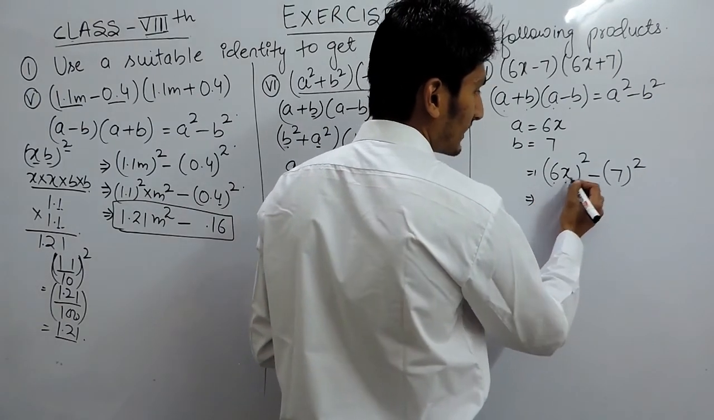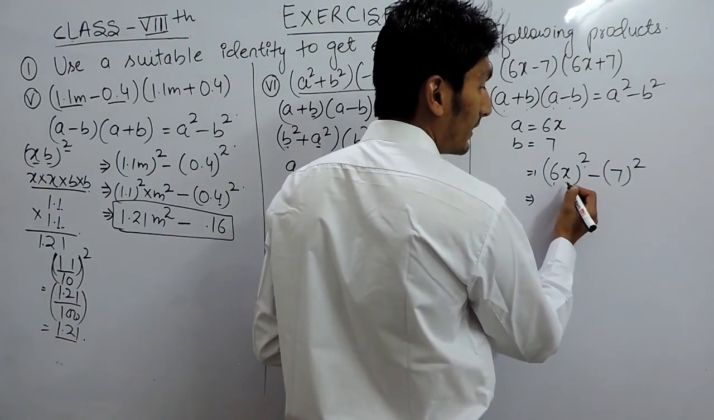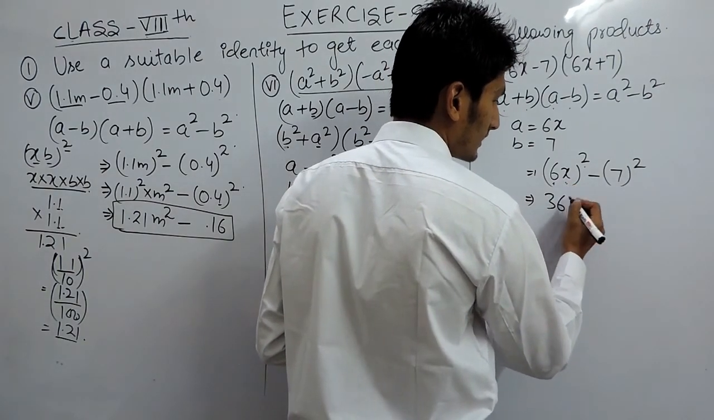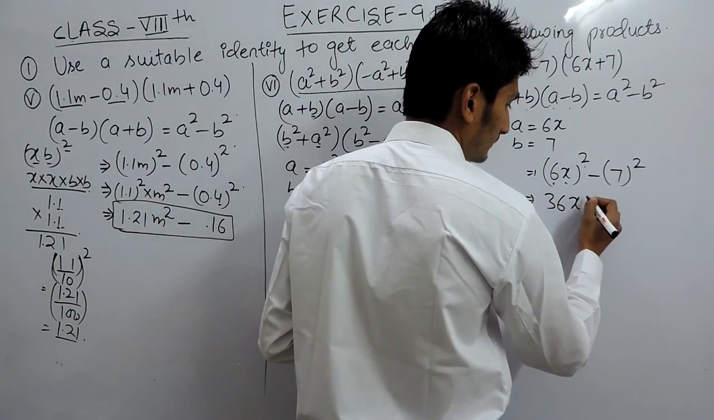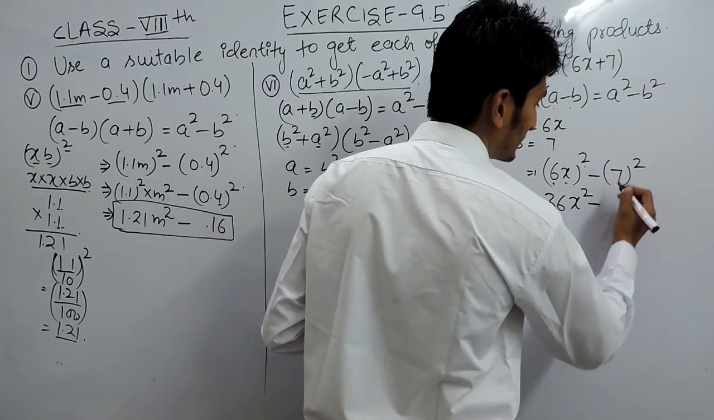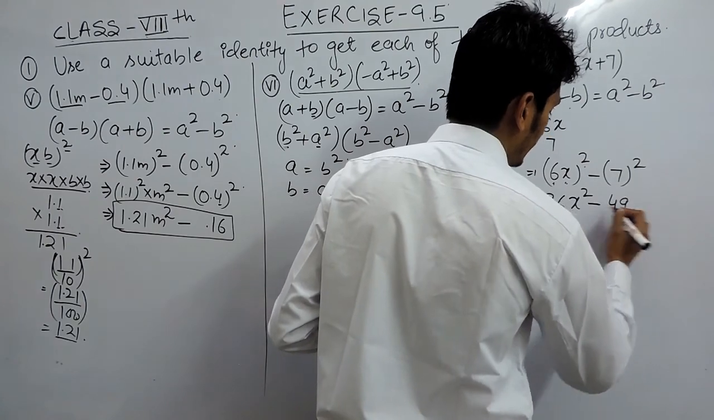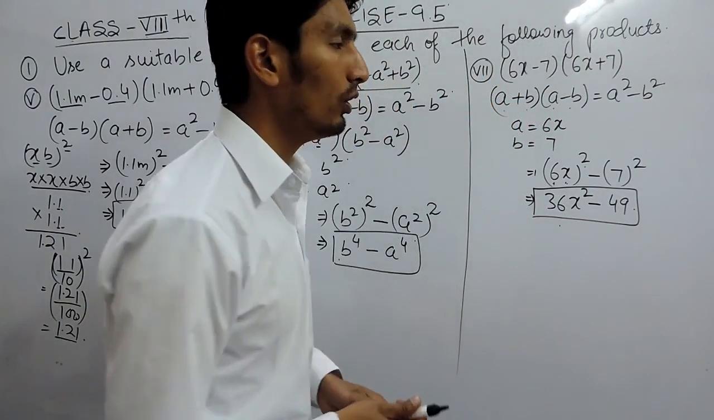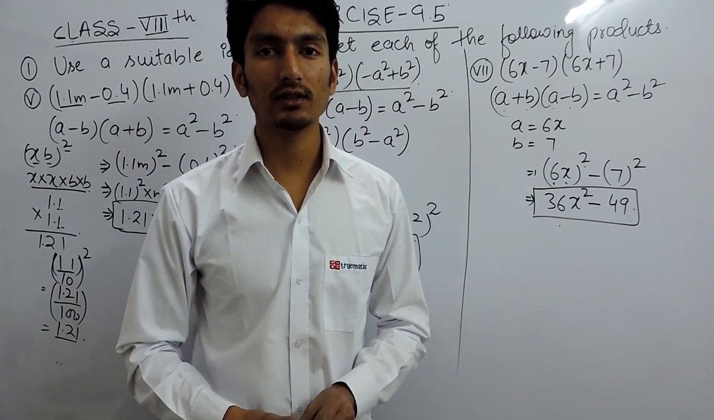Now if this is 6x square, this means 6 square multiplied with x square. 6 square means 6 into 6, which is 36, and x square means x multiplied with x, which is x square, and 7 square is 49. So this would be the answer here. So this is how you can solve these questions. Thank you.